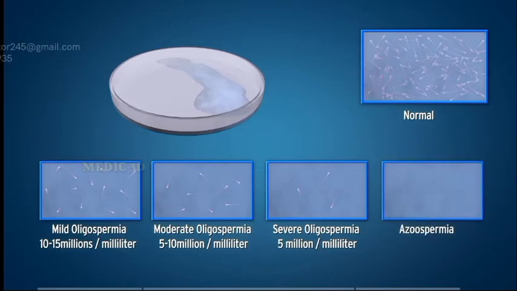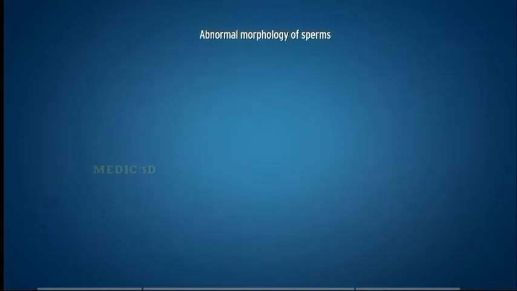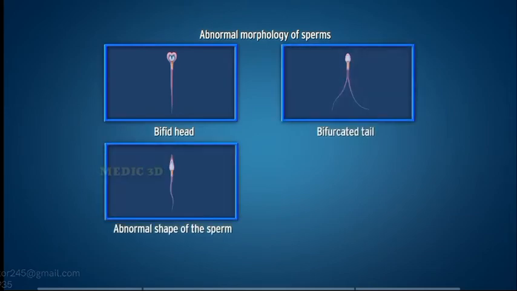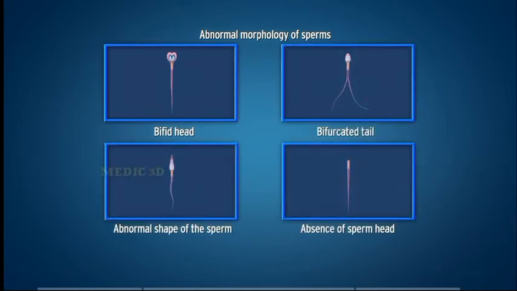Azoospermia. Azoospermia is a medical condition in which there is a complete absence of sperm in the semen ejaculated during orgasm. This condition causes infertility in males. Abnormal morphology of sperms. Abnormal sperms include sperms with bifid head, bifurcated tail, an abnormal shape of the sperm, and absence of sperm head. These abnormal sperms are infertile and do not have the capacity of fertilizing the ovum.